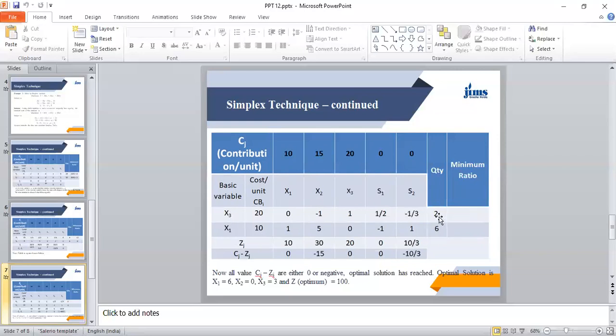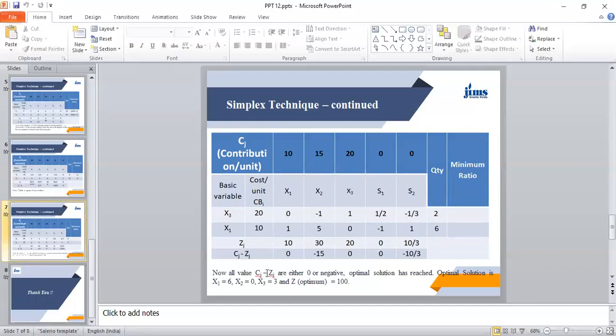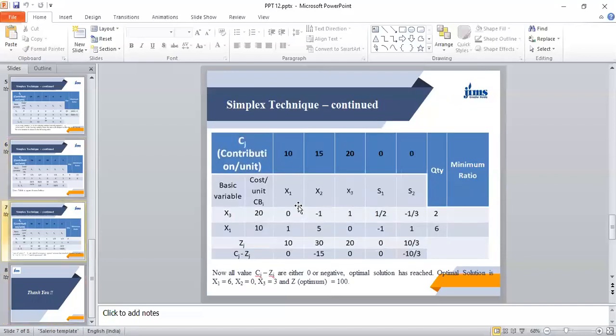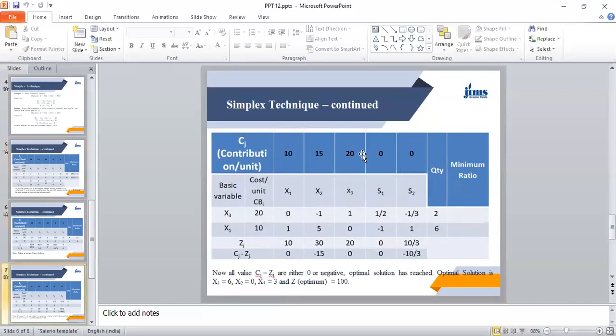So when we produce 2 units of x3 and 6 units of x1, what happens? The optimal solution is 2 units of x3 and 6 units of x1. Then your optimal value will be equal to 100. See, 2 units of x3 is equal to 40 plus 6 units of x1 is 60, which makes 100. So the maximum z value is equal to 100.